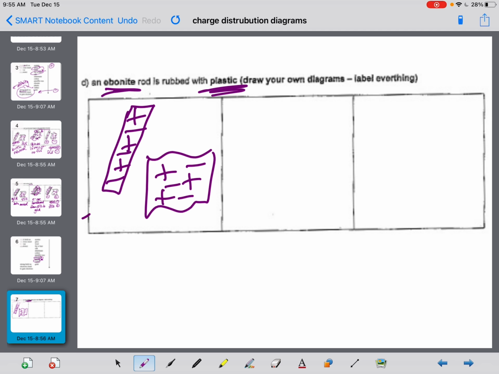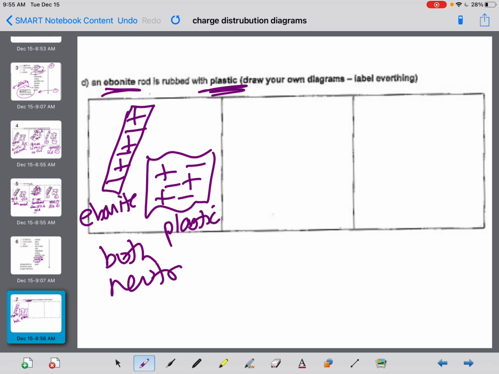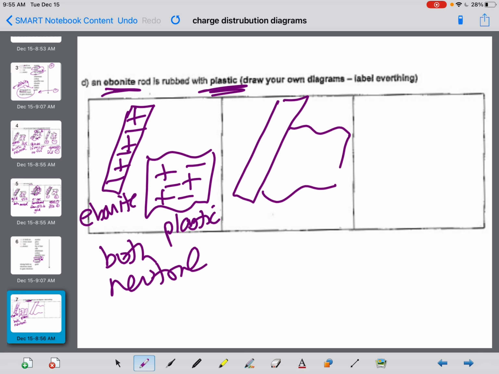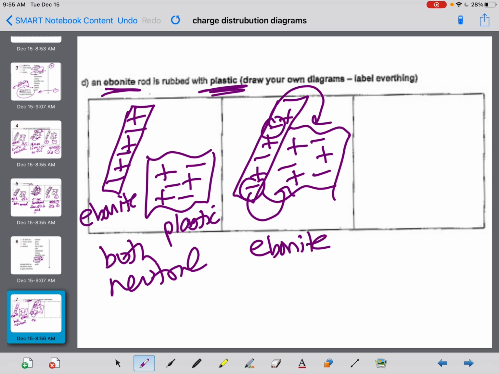So ebonite and then plastic, both neutral. Okay, then for the transfer, let me make this nice and big. So the transfer, let's just draw this like normal first. Because ebonite is higher than plastic, ebonite is going to be losing electrons. Right, so ebonite loses electrons to the plastic, right?